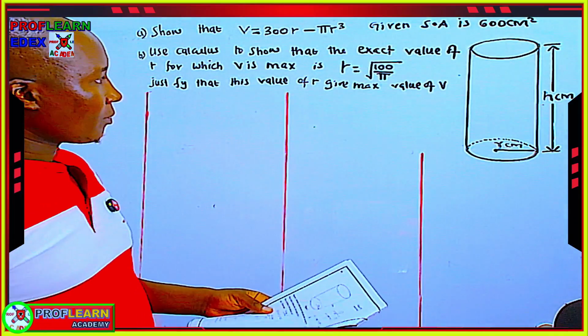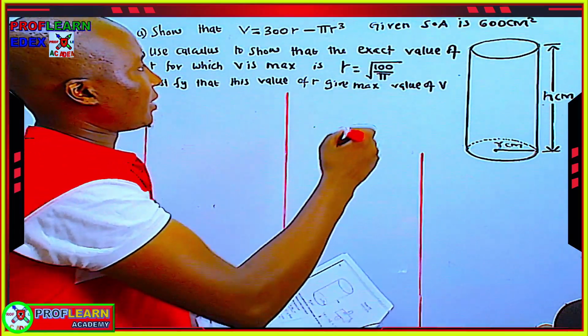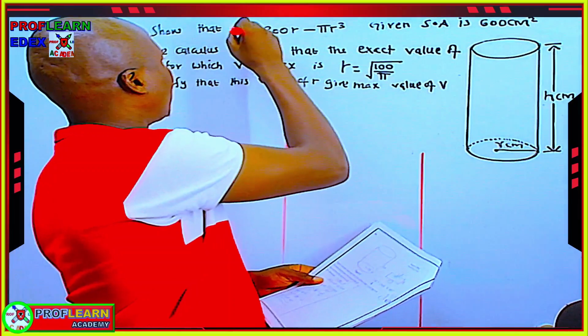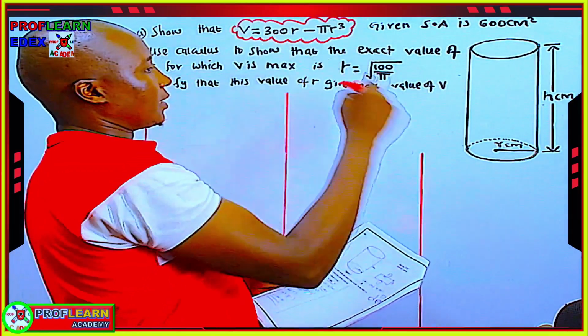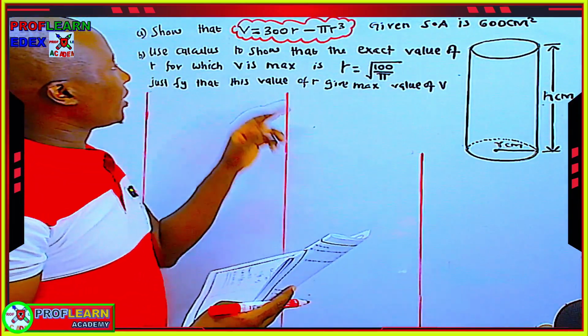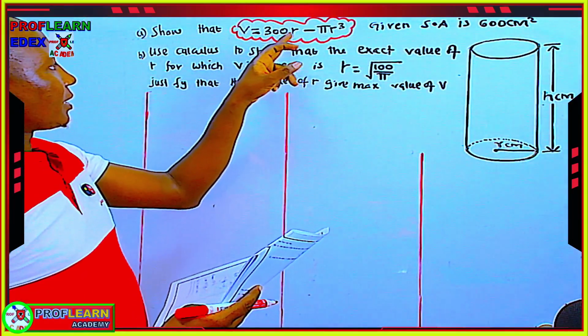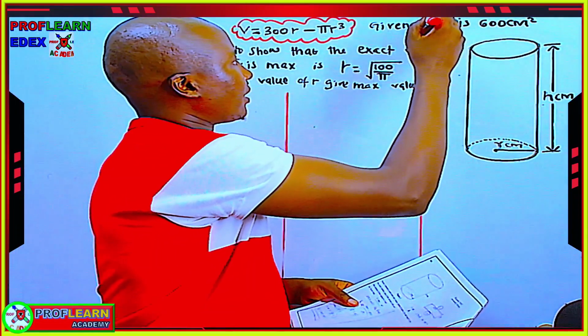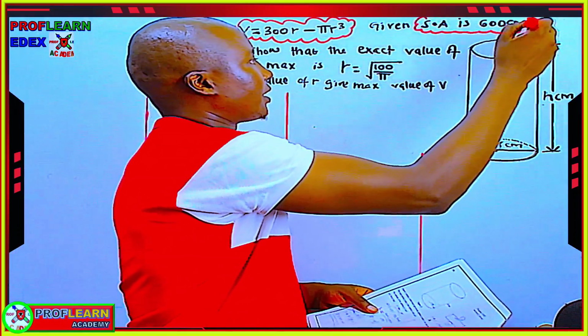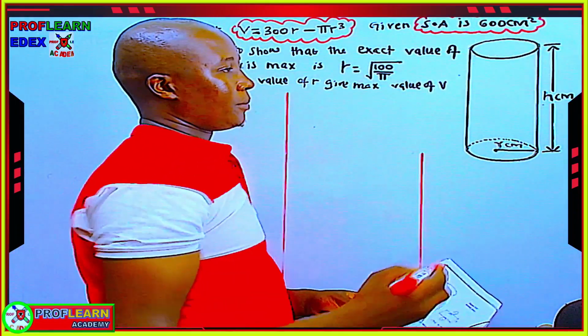Now, something that we need to remember is that here we are supposed to show that the volume of this cylinder is given by V equals 300r minus pi r cubed. And also we are told that the surface area of this cylinder is 600 centimeters square.